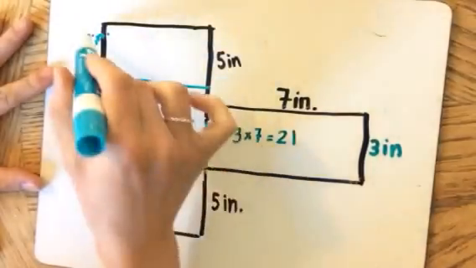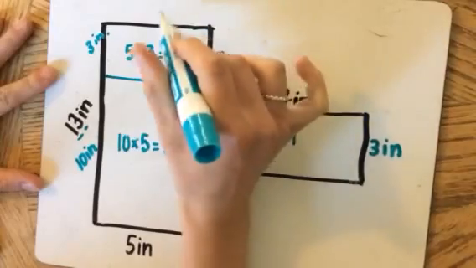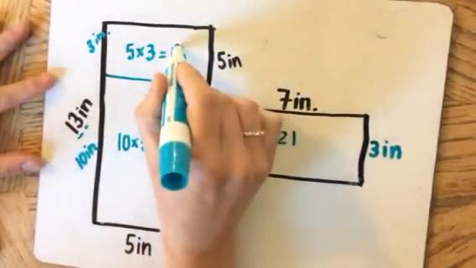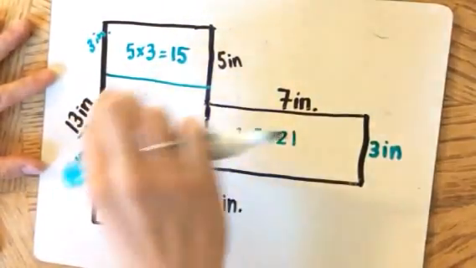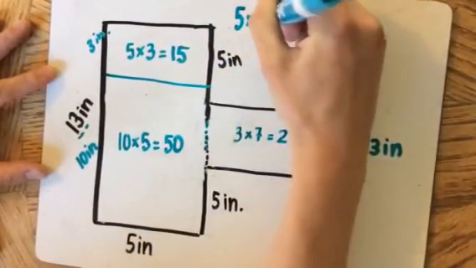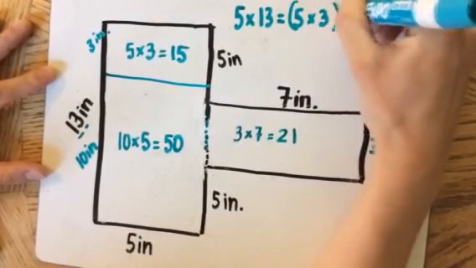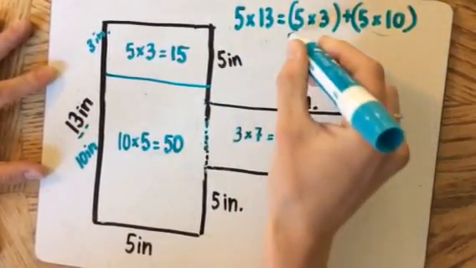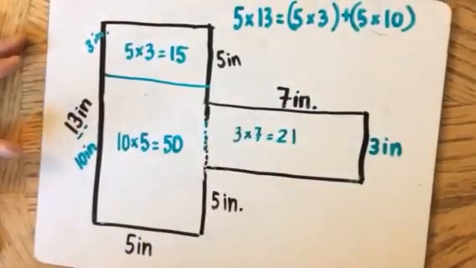And 5 times 3 is 5, 10, 15. Now I have 3 different areas. So that was the way I did the distributive property basically by saying 5 times 13 is equivalent to 5 times 3 plus 5 times 10. 5 groups of 13 is the same as saying 5 groups of 3 plus 5 groups of 10. That would be the same, but just shown here with an area model.